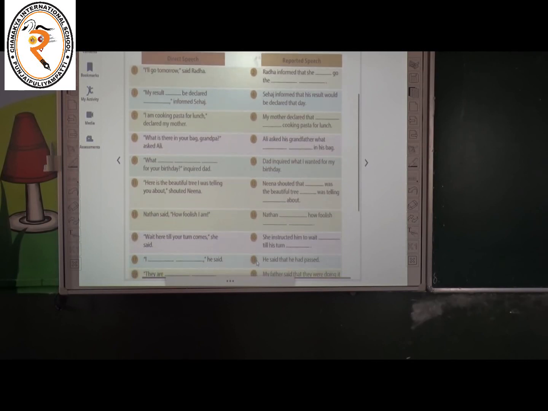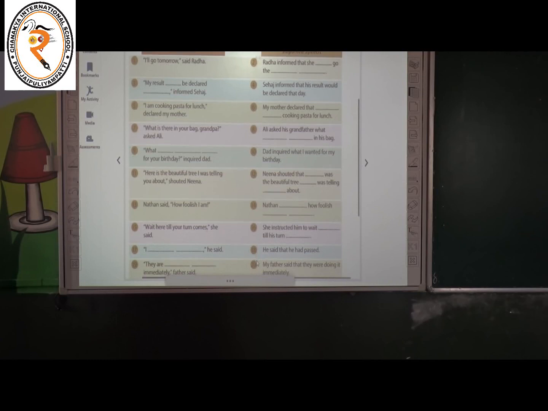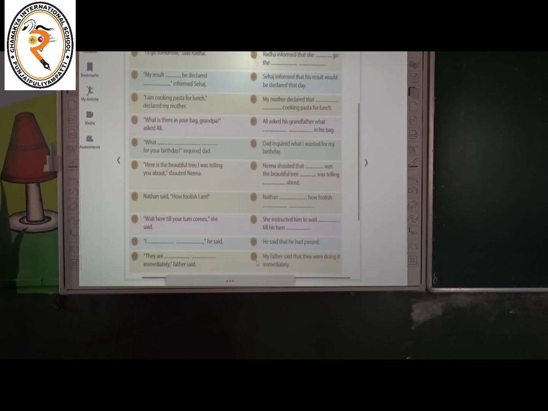Here is the beautiful tree I was telling you about, shouted Nina. It is a direct speech. How will it come in the reported speech? Nina shouted that there was a beautiful tree she was telling her about. So what will come in the first filler? It is there. And in the second it is she. And the third one is her. Okay. And the 13th one. Norman said, how foolish I am. So how will it come in the reported speech?